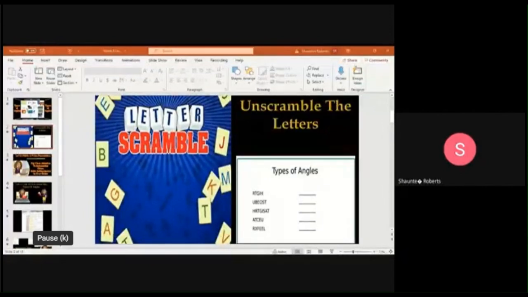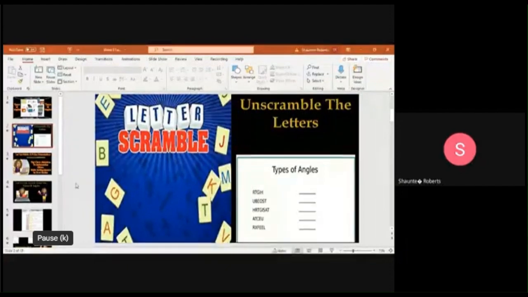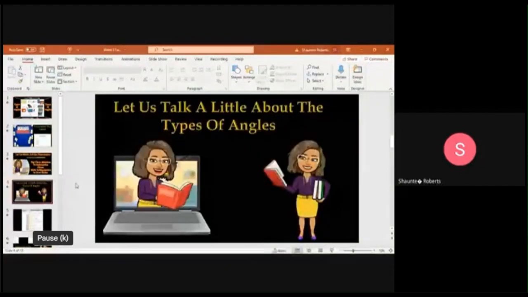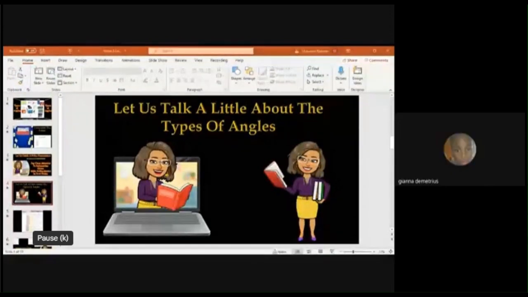All right, so we're going to talk a little about the different types of angles. How much does a right angle measure? 90 degrees. Good.